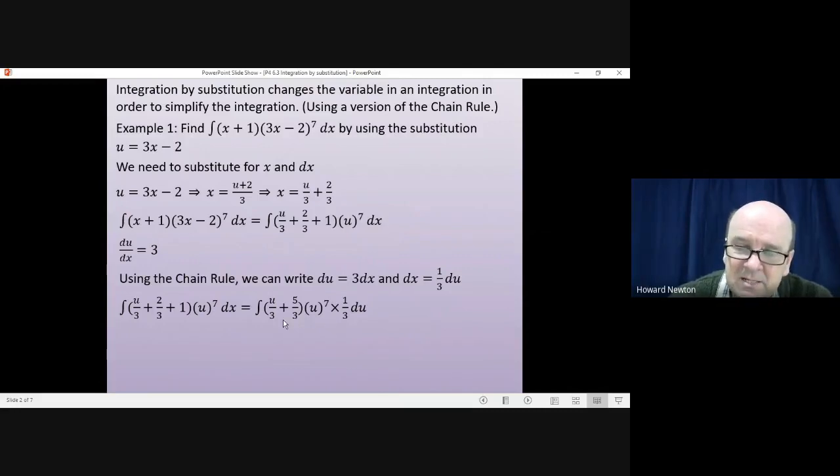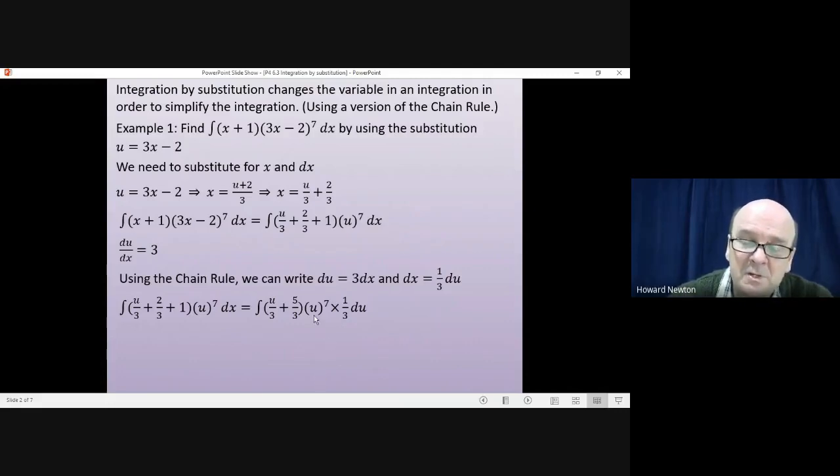This is just a standard integration. We've got a third here. We've also got another third here in this first bracket. So when I do it, I'll take out 1/9 just to make things look more straightforward, and then integrate it in the normal way. Once you get the answer, the last thing you need to do is undo the substitution.